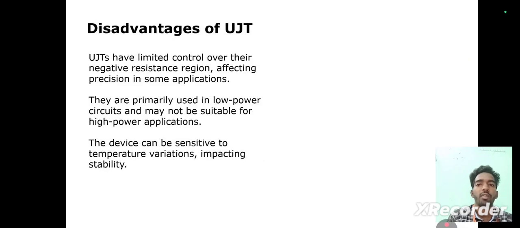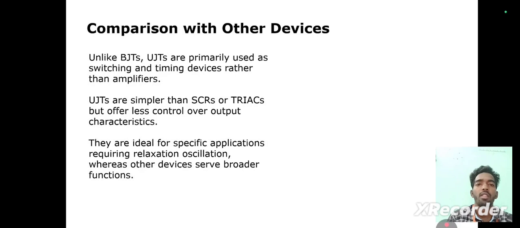Disadvantages of UJT. UJTs have limited control over their negative resistance region, affecting precision in some applications. They are primarily used in lower power circuits and may not be suitable for high power applications. This device can be sensitive to temperature variations, impacting stability.